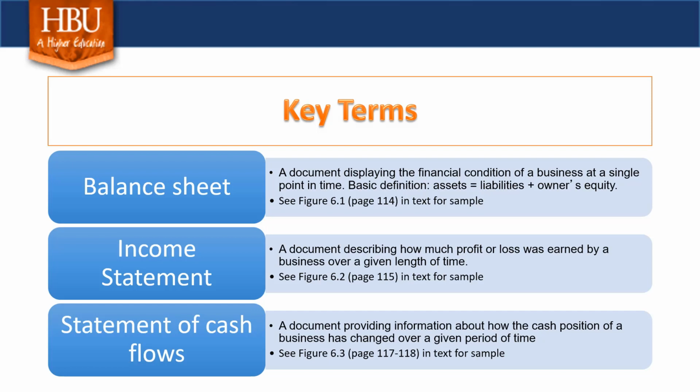The statement of cash flows. This is the document providing information about how the cash position of a business has changed over a given period. Again, you can find a sample of this at figure 6.3 on pages 117 and 118 in your text.